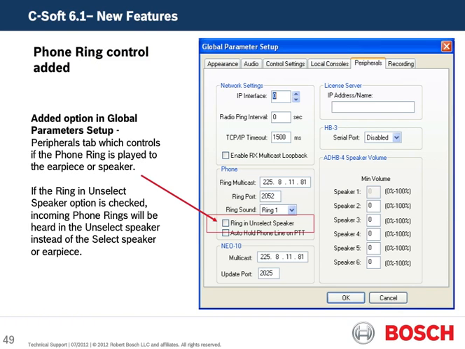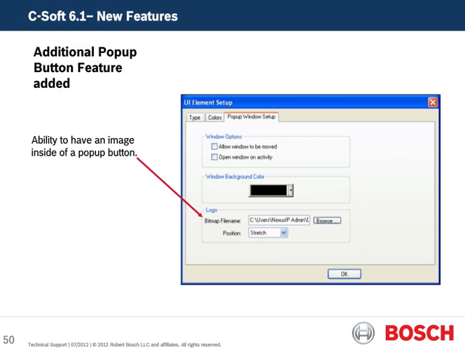In previous versions of CSoft, incoming phone lines would ring in the dispatcher's headset. The ability has been added for incoming phones to now ring in the unselect speaker. The ring in unselect speaker option should be checked if this feature is desired. In previous versions, pop-up window backgrounds could be changed. With this release version, a bitmap can be inserted as a background to a pop-up button. In the following slides, we will see what kind of graphic effect it can have on your design.